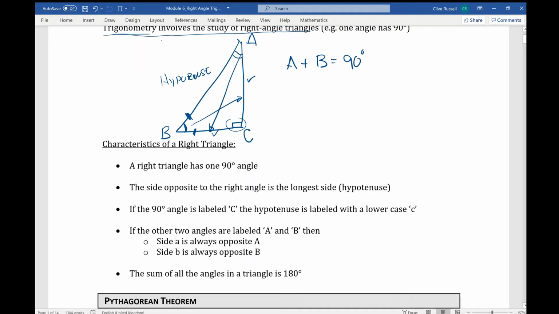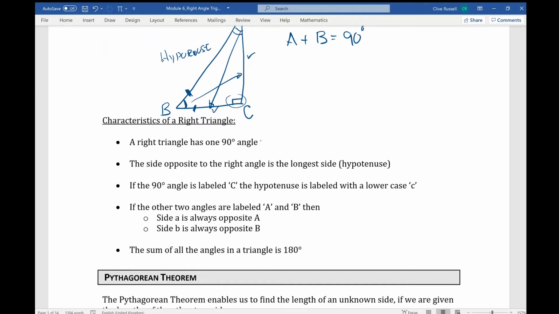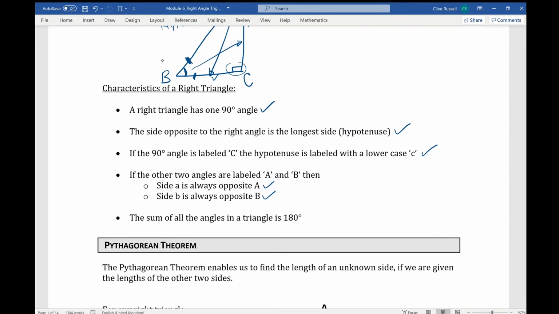All right, so let's go through this. A right triangle has one 90 degree angle. The side opposite to the right angle is the longest. It's called the hypotenuse. If the 90 degree angle is labeled C, the hypotenuse is labeled with a lowercase c. We talked about that. If the other two sides are labeled A and B, then side A is always opposite to angle A, and side B is always opposite to angle B. The sum of all angles in a triangle is 180. We talked about this, so this is really what we call the sum angle theorem.